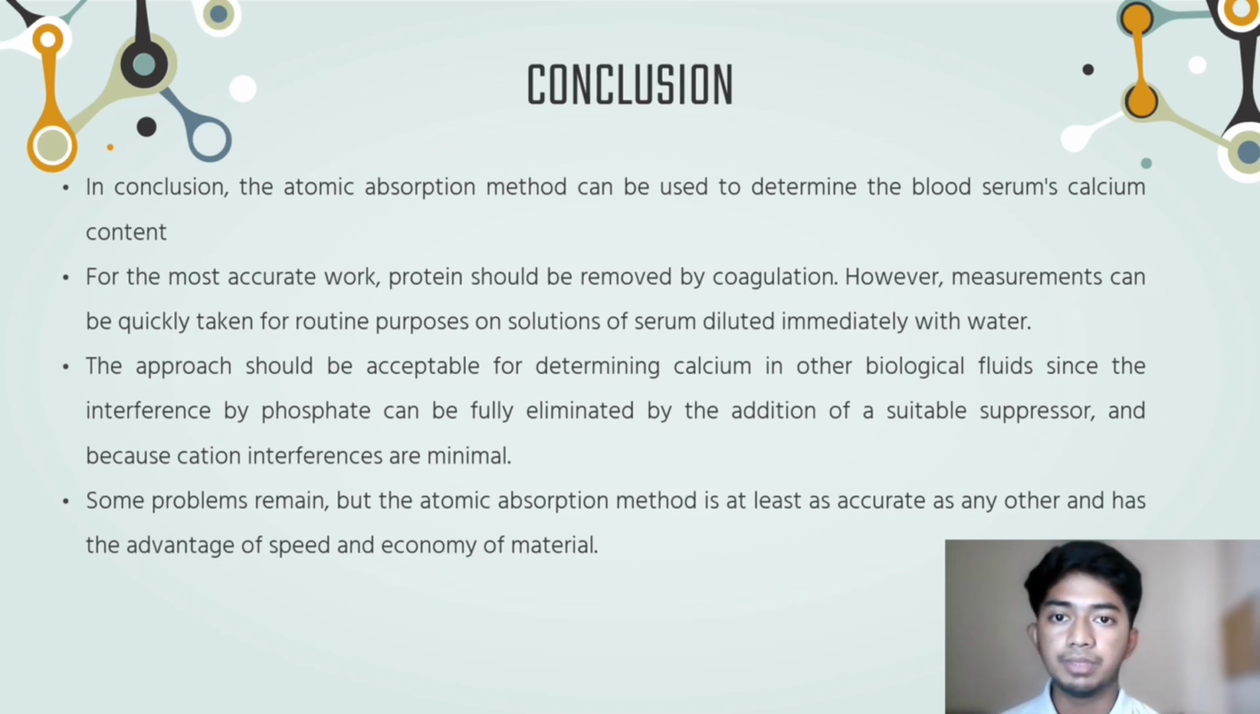The approach should be acceptable for determining calcium in other biological fluids since the interference by phosphate can be fully eliminated by the addition of a suitable suppressor and because cation interference is minimal. Some problems remain, but the atomic absorption method is at least as accurate as any other, and has the advantage of speed and economy of material.